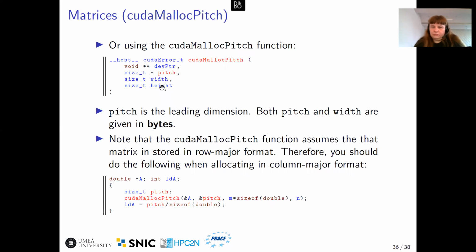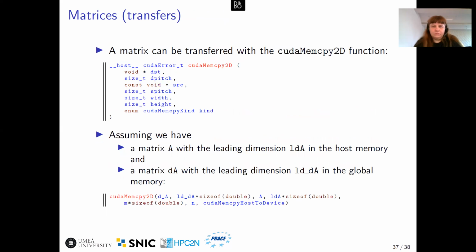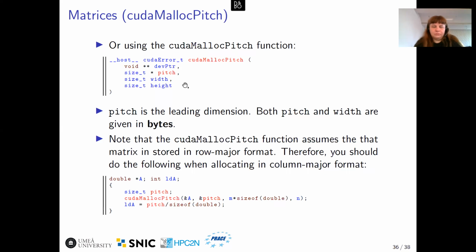So you have to remember to swap the height and width with each other, and then remember that the arguments pitch and width are given in terms of number of bytes instead of number of words, which can sometimes lead to very interesting bugs because there are two conflicts. One is that one of the dimensions is given in terms of bytes, and the other is that you swap the ordering of the columns and rows.